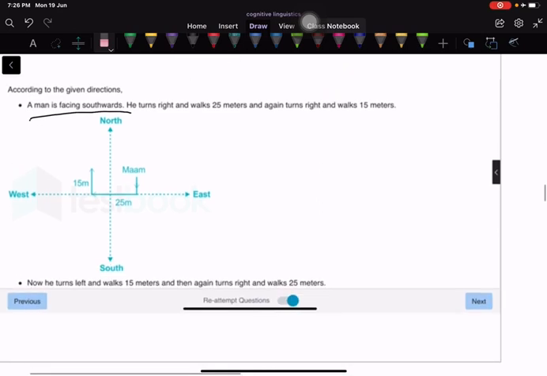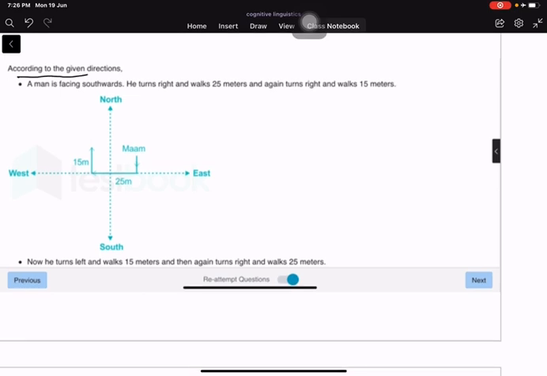So, according to the given directions, the man is facing southwards. He turns right and walks 25 meters, and again turns right and walks 15 meters. So he is facing southwards. He turns right, and then where does he walk?